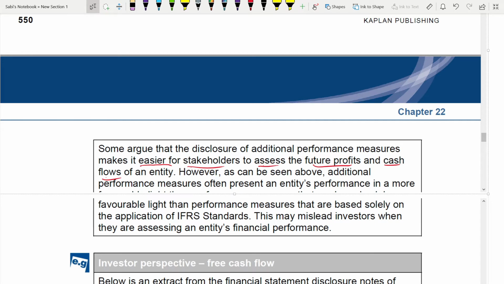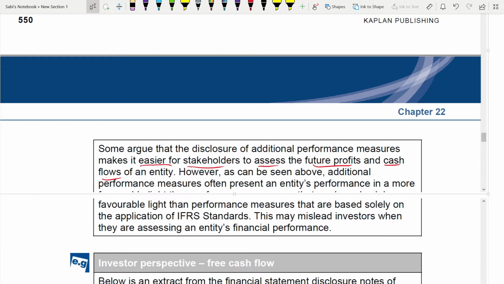There is no specific standard that says APM should be calculated this way, this is the way it has to be disclosed. So it is up to the entity. Okay, the entity does it voluntarily. It's up to the entity. Every entity will present APMs in a different way.